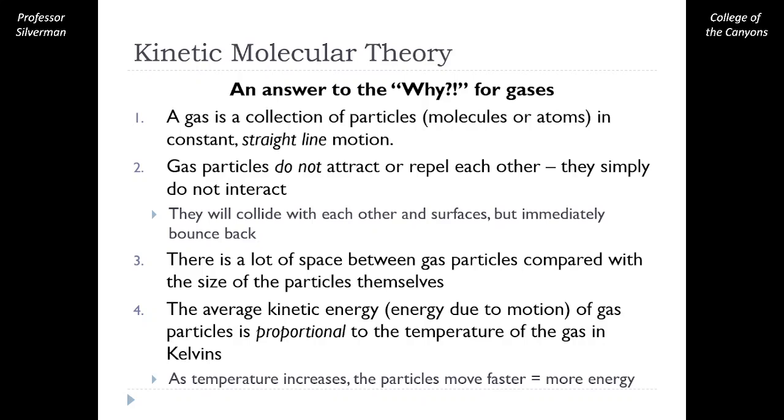Our way to explain how and why gases behave the way they do is called kinetic molecular theory. It's composed of these 5 postulates, these 5 points. The first one says a gas is always just a collection of particles moving in a straight line. Our gases are bouncing around, moving just in a straight line until they collide with their container or with another particle.